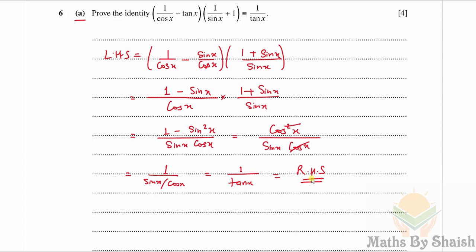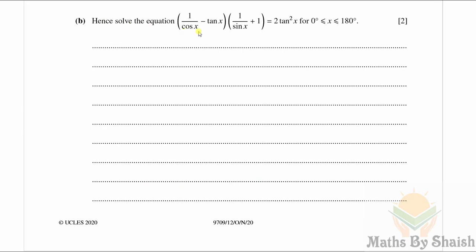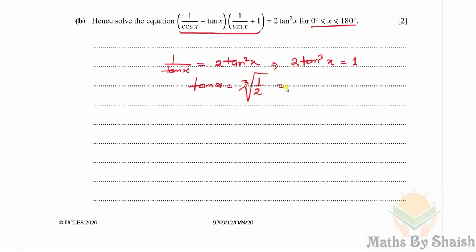So let's do the B part of this question. Hence solve this equal to 2tan²x in 0 to 180. From the first part we have seen that it is equivalent to 1 upon tan x, so we'll write it as 1/tan x = 2tan²x, and hence we can transfer it and we will get 2tan³x = 1, or tan x is the cube root of 1 upon 2. And we'll get the x value as tan inverse of the cube root of 1 upon 2.